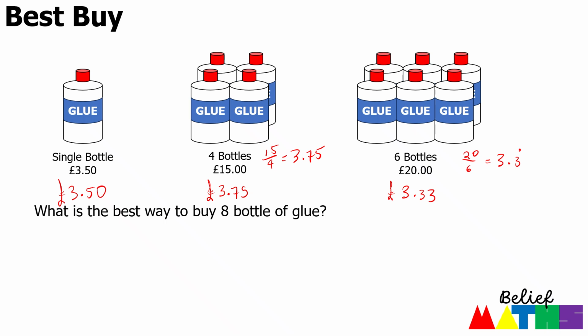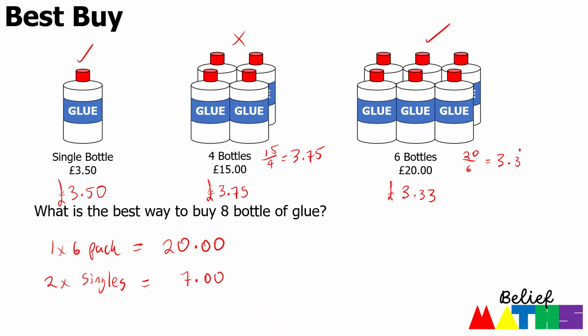We want to buy exactly 8 bottles, so therefore we're going to buy 1 6-pack and 2 singles. And the reason we're going to do that is because the best value for money is this 6-pack, followed by the single bottle. This is the worst value for money, which is why we don't use any of those. And that's the best way to buy 8. If then was to ask us, well, how much would those 8 bottles cost us? Well, we would just do 6-pack, which is £20, 2 singles, which is £7. So therefore we pay a total of £27 for our 8 bottles.